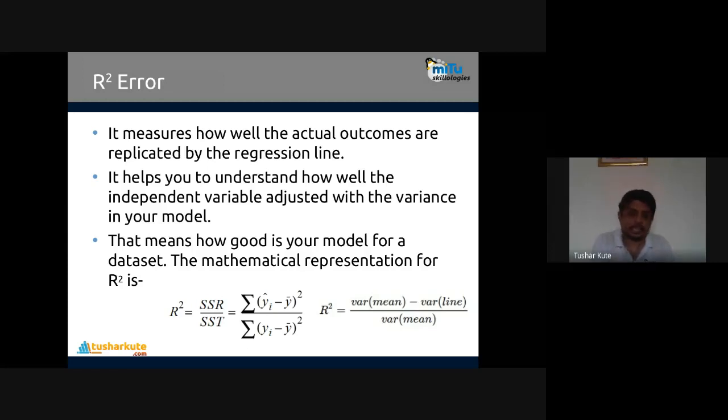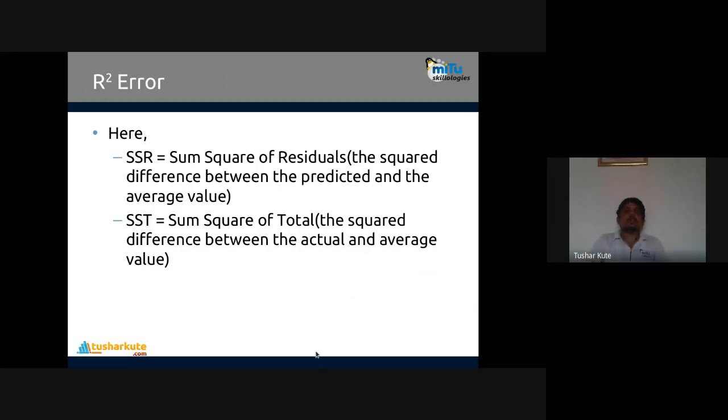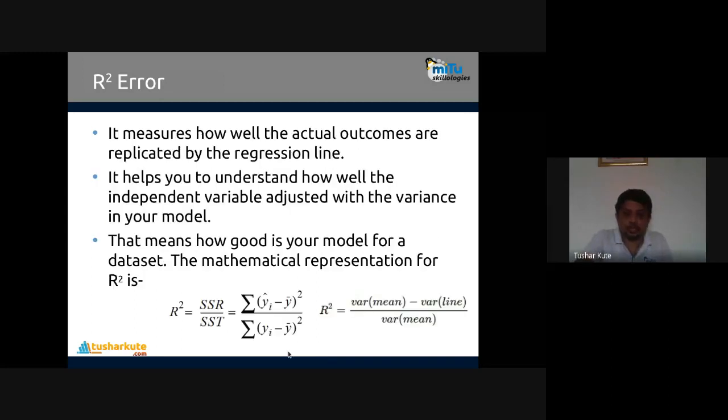See, the formula is like that. So it means how good your model is for the data set. The mathematical representation is: R squared error is equal to variance. Here we have the summation of (y hat minus y bar) divided by the summation of (yi minus y bar) squared. Another formula I can determine here: R square is equal to variance of mean minus variance of line, divided by variance of mean. So it is SSR divided by SST also, you can see.